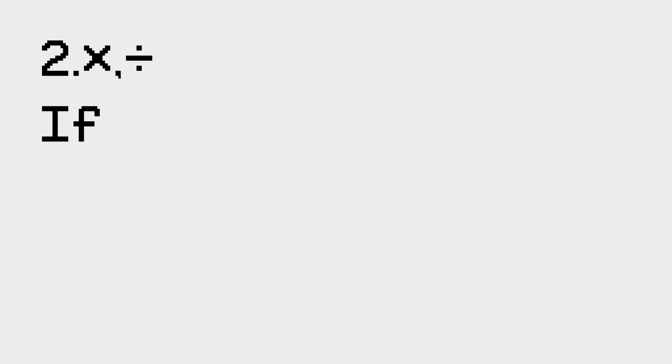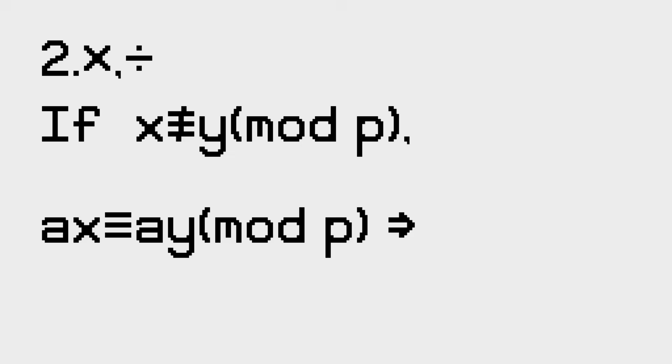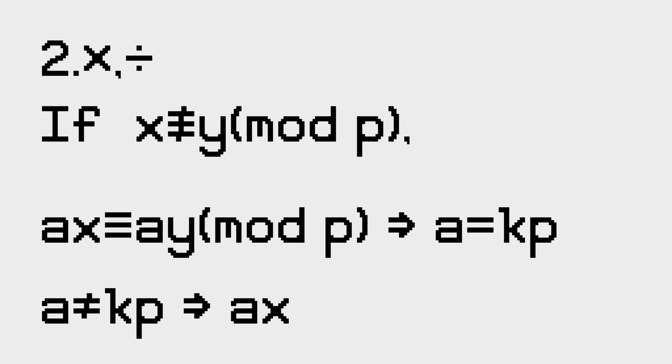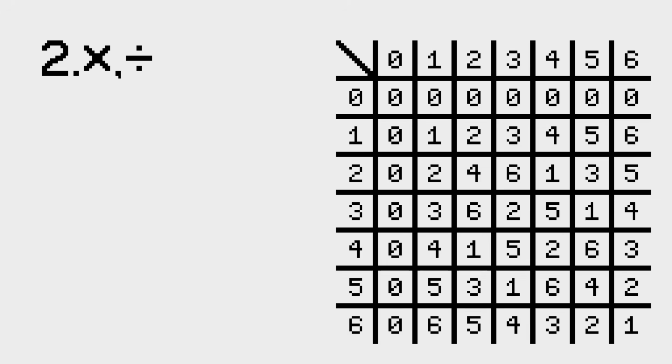From the first case, if x is not congruent to y mod p, where p is prime, then ax is congruent to ay only when a is a multiple of p. A corollary of this is if a is not a multiple of p, then ax and ay would also not be congruent mod m. Let's look at a multiplication table of residues mod 7.